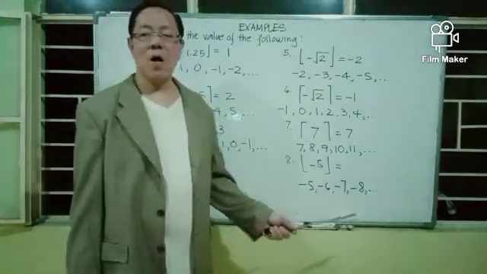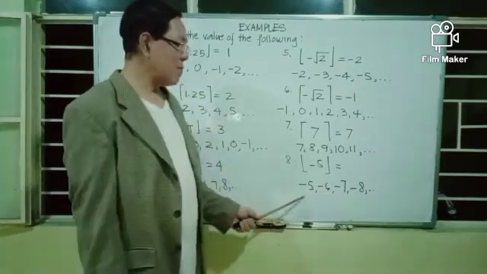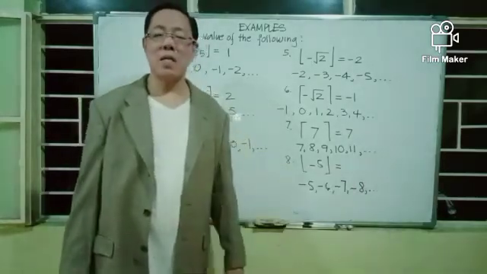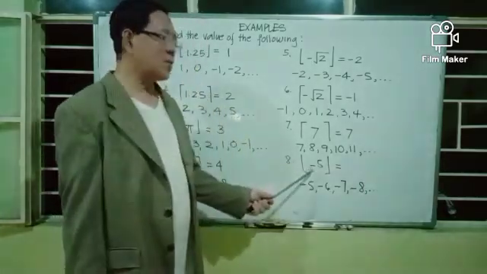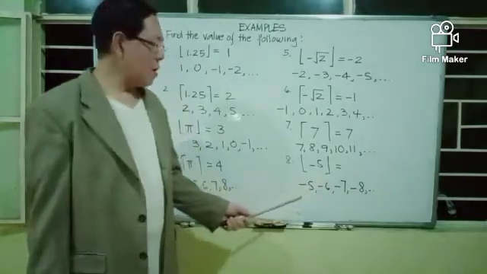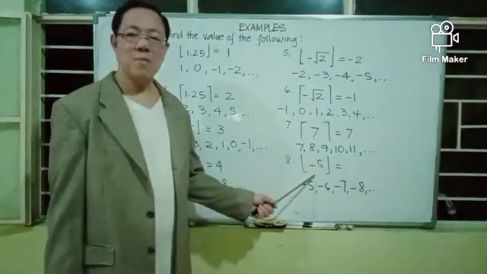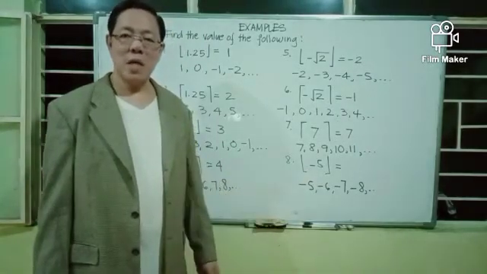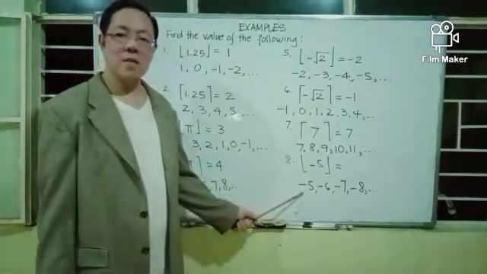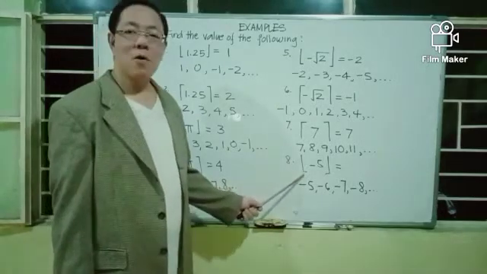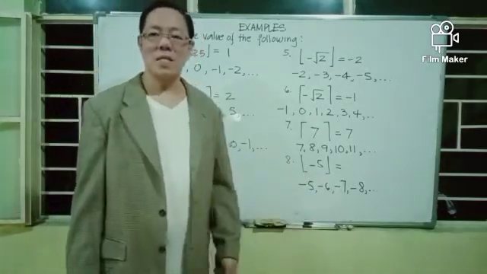All the negative integers from negative 5 down to negative infinity are less than or equal to negative 5. But among these integers that are less than or equal to negative 5, the largest or the greatest is negative 5. Thus, the floor of negative 5 is negative 5.